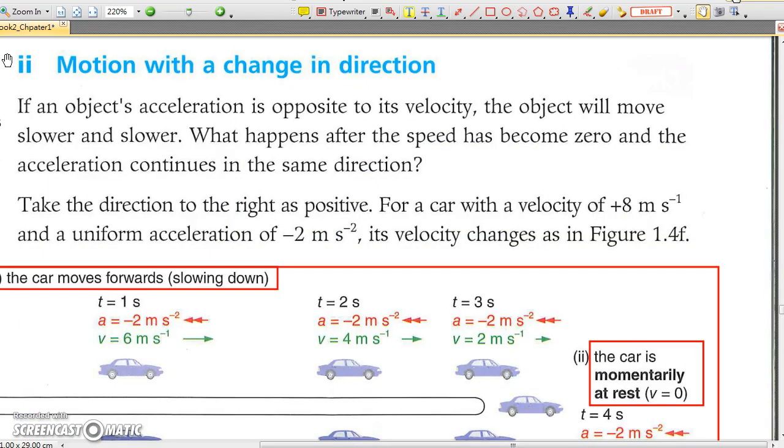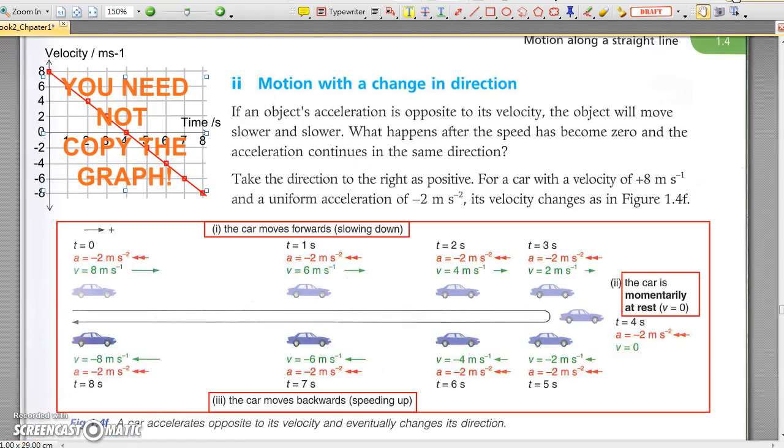2. Motion with a change in direction. If the acceleration and velocity are opposite in direction, an object is slowing down. It is decelerating. The speed will become less and finally becomes 0. What if the deceleration continues? In figure 1.4f, a car starts with velocity 8 meters per second and decelerates at 2 meters per second squared. Its velocity decreases by 2 meters per second. So its velocity becomes 6, 4, 2, and then 0 after 4 consecutive seconds.